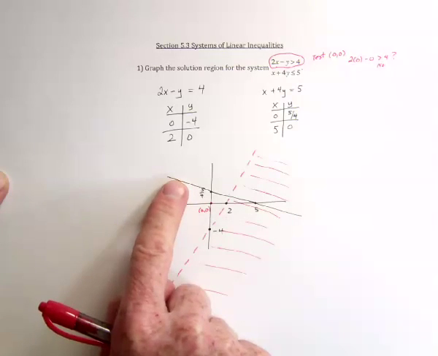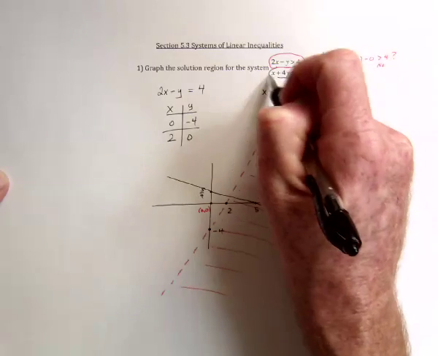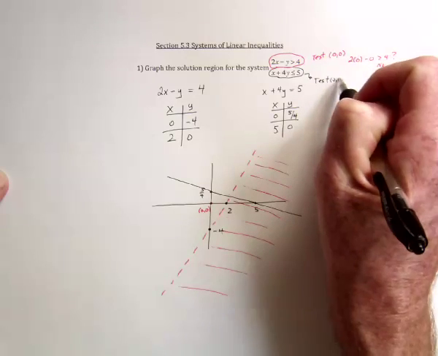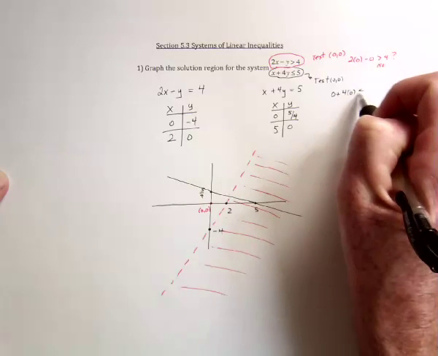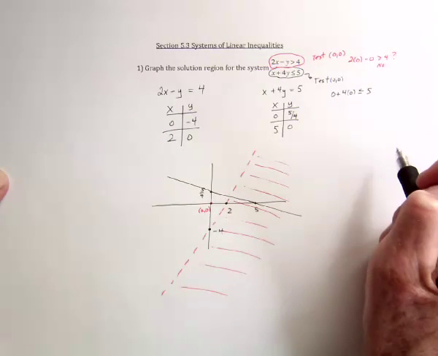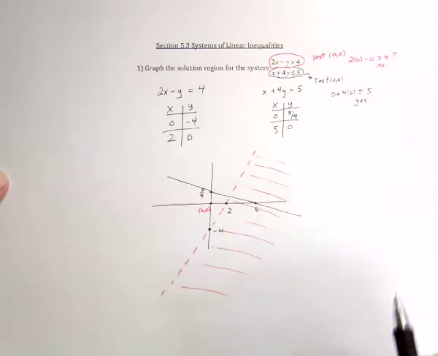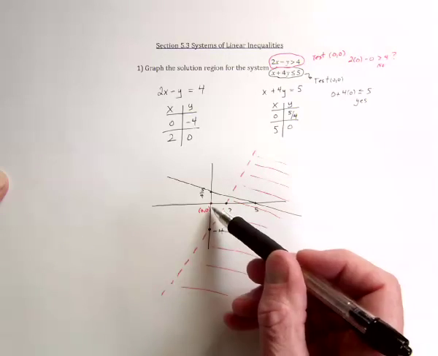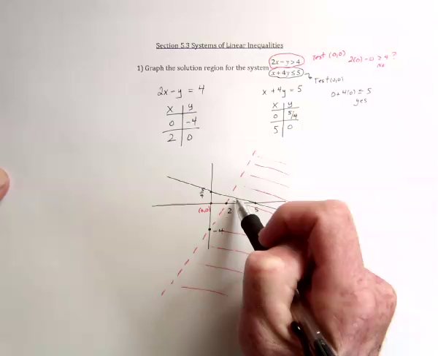Pick a point not on that, again 0, 0 would be a good idea, and see if 0, 0 makes this one true. So for this one, test the point 0, 0, and it's going to say 0 plus 4 times 0 is less than or equal to 5. So is 0 smaller than 5? Yes, that's true. So that means that for the solid line, the black line here, 0, 0 made it true. So everything below this is going to make it true. So that means below the black line.